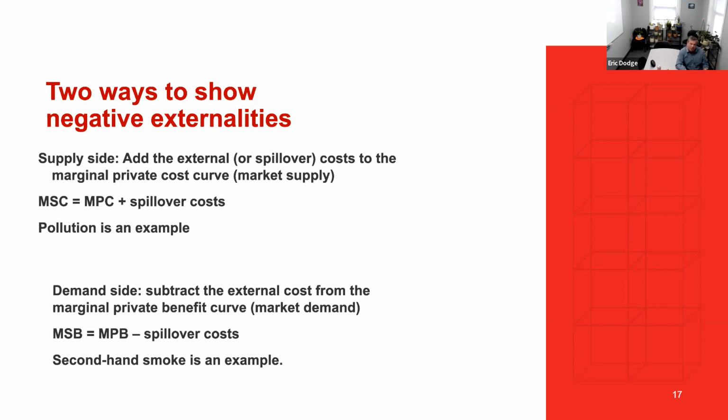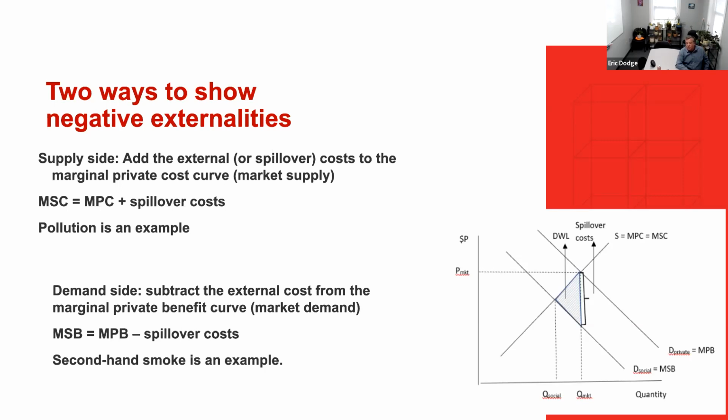So here's how we would incorporate that. We would say that the marginal private benefit to the smokers, in my example, there should be a subtraction from that. We'll call it spillover costs to the recipients of the secondhand smoke. And when you subtract that spillover cost, you get marginal social benefit.